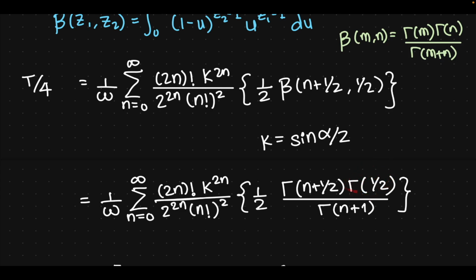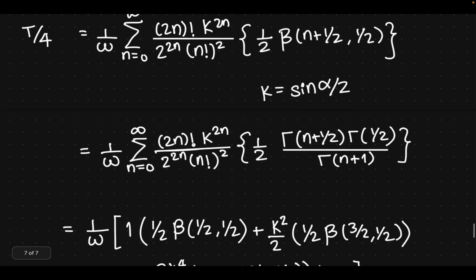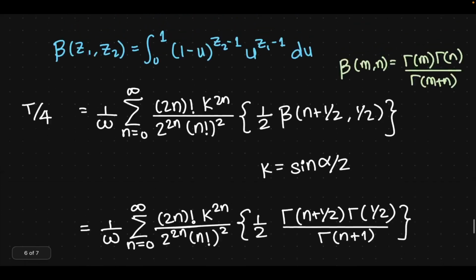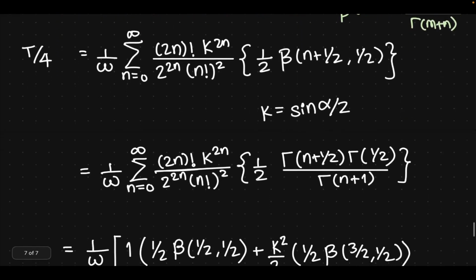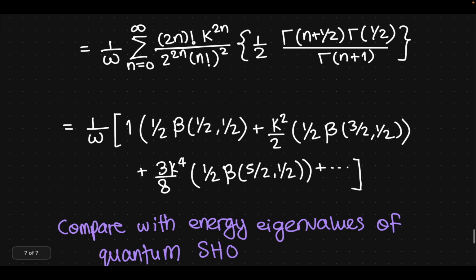Now gamma of 1/2, we all know, is square root pi. That's beside the point though. If we write a few terms of this infinite series, because all of this is equal to the time period, right? 1/4 of the time period. We're going to have 1/2 beta of 1/2 comma 1/2, plus k squared over 2 times 1/2 beta of 3/2 comma 1/2, plus 3k to the 4th over 8 times 1/2 beta of 5/2 comma 1/2, and so on. So it's increasing powers of k.